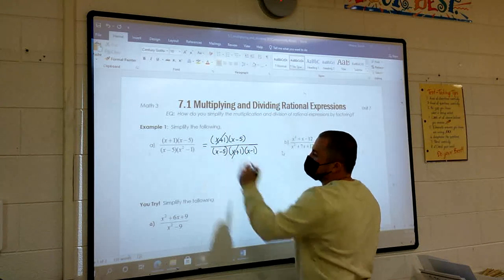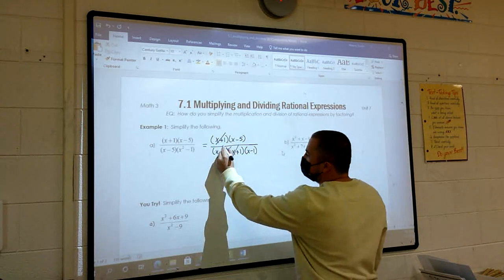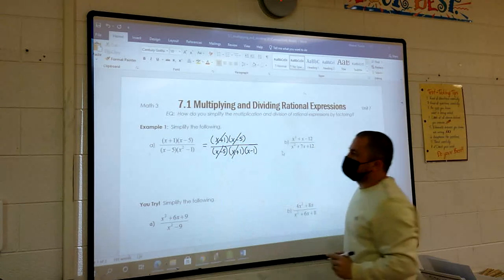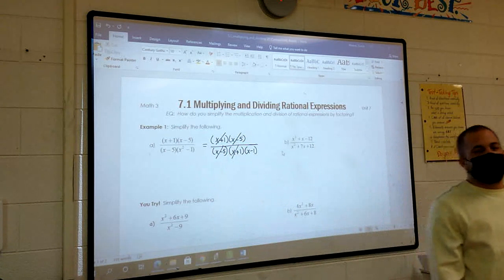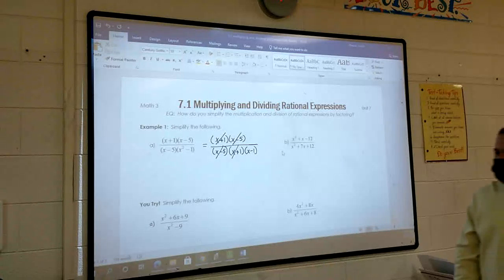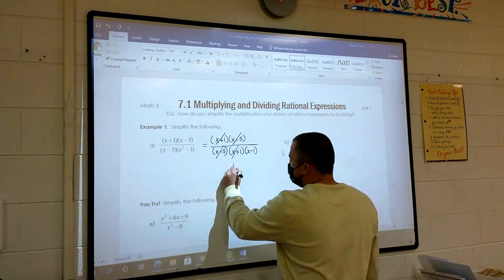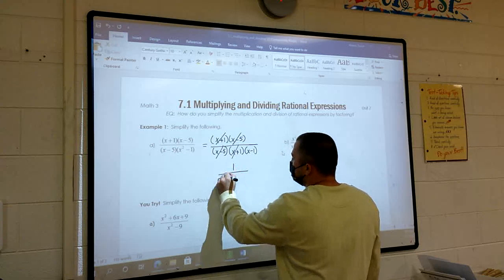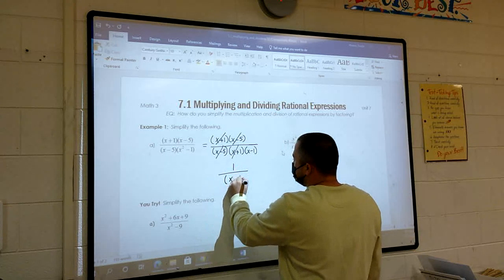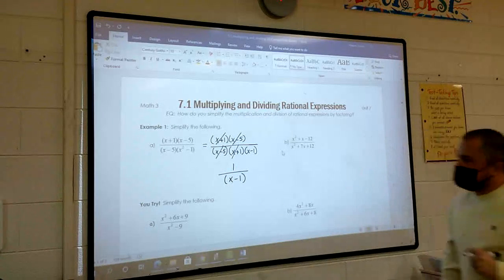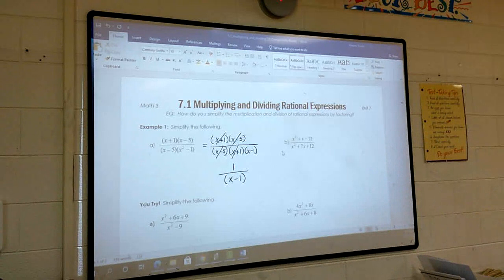So x plus 1 and x plus 1 goes away, and x minus 5 and x minus 5 goes away. So there is nothing on top of the fraction. So if there's nothing there at the end, you have to put a 1 to hold its place. And on the bottom of the fraction is x minus 1. And that's the final answer for A. So all we did is factor the one thing that wasn't factored yet, and then we canceled out what we can cancel out.